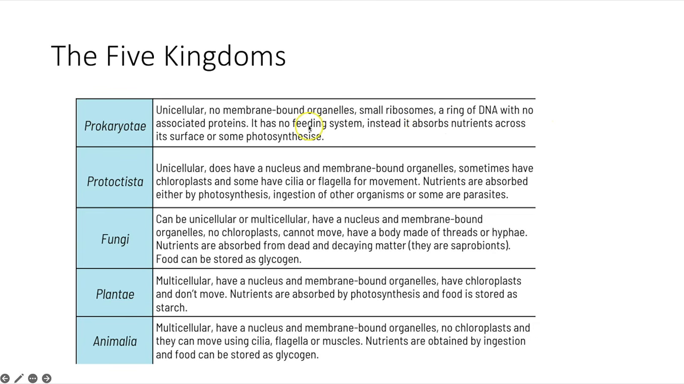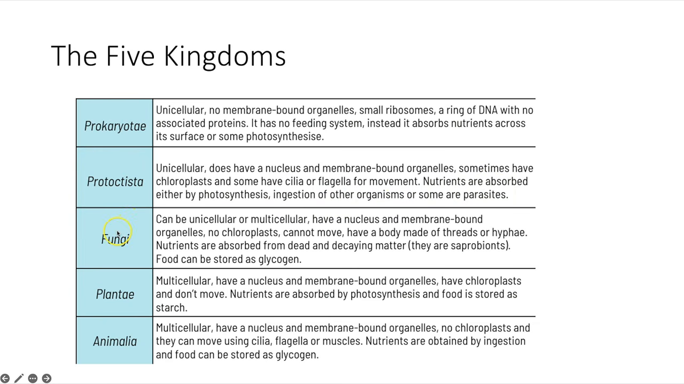They have a ring of DNA with no associated proteins, it has no feeding system, and it absorbs nutrients across its surface, and some of them can actually photosynthesize as well. The protoctists are also unicellular, but they have a nucleus and membrane-bound organelles, and sometimes have chloroplasts, some have cilia or flagella for movement as well.